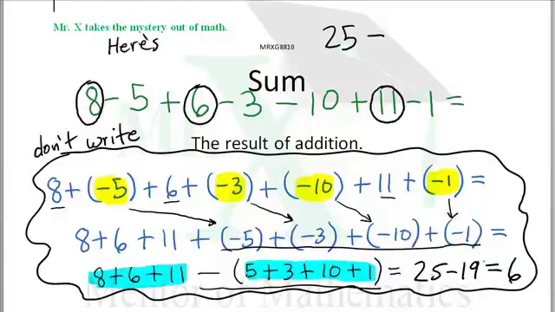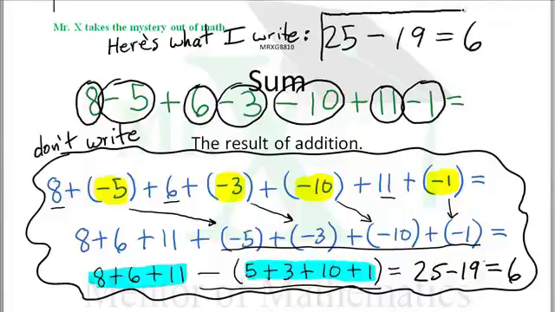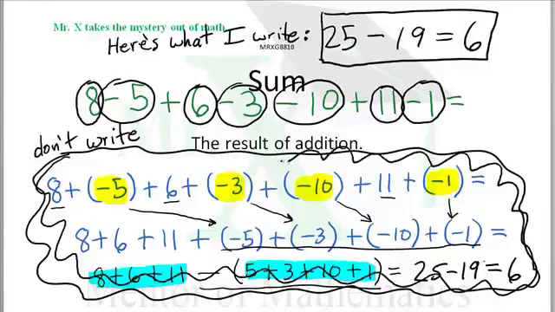So here's what I write. Ready? 25 minus 5 plus 3 plus 10 plus 1. That's it. That's all I write. I do all of this. And you can too. But you don't have to write it. You just have to know what's going on. 25 minus 19 equals 6. You can move on.